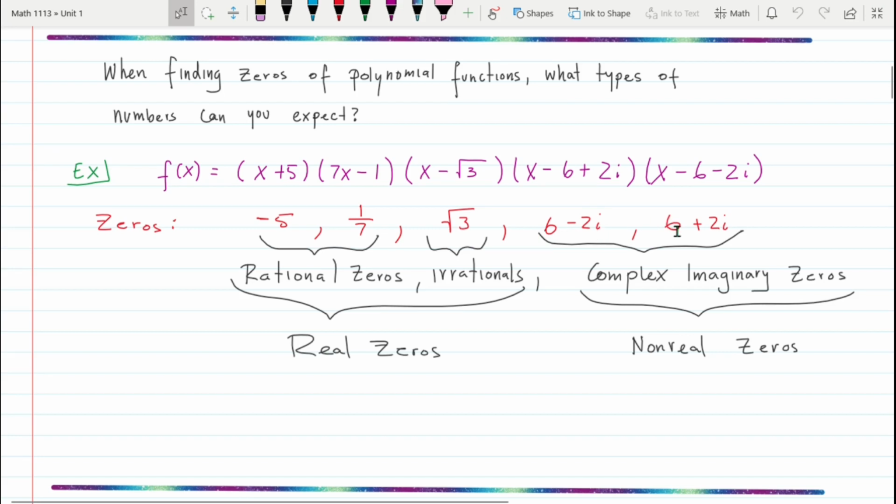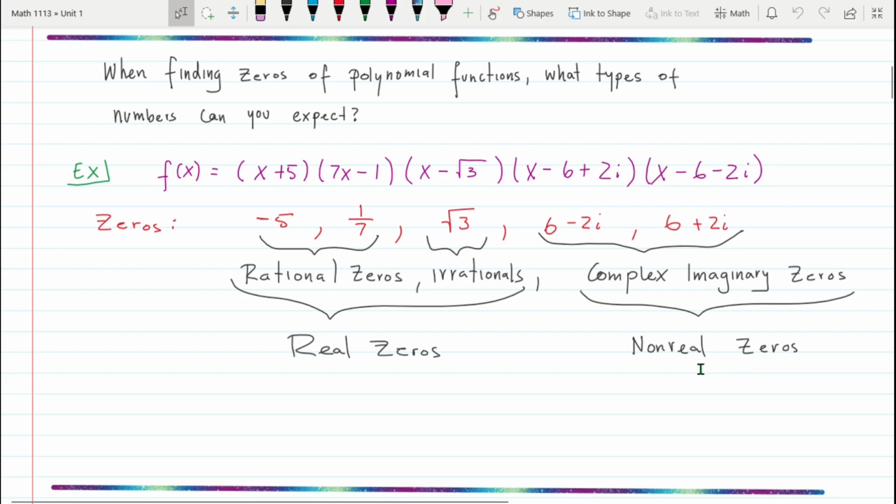And as you can see, it's been broken down by type of number. So -5 and 1/7 are going to be considered rational zeros, right? The square root of 3 is an irrational number, and together they're part of the real numbers. So those are considered real zeros. Here we have the two complex imaginary zeros, and those fall under the non-real zeros.